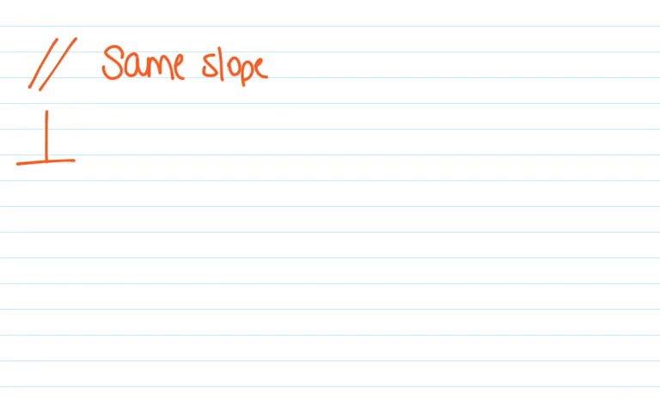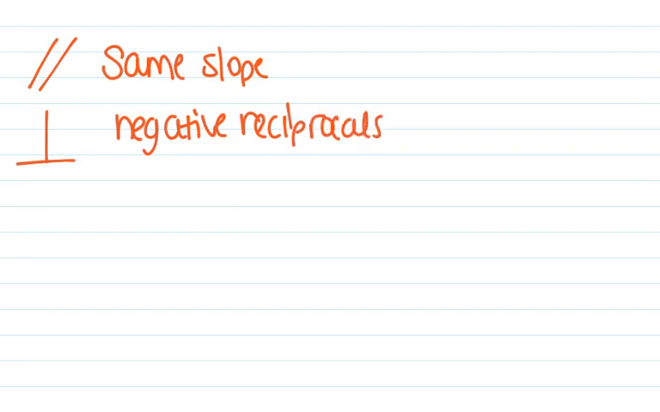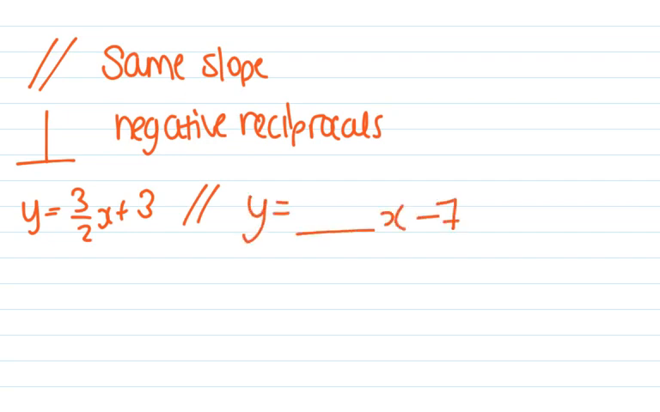All right, and then lesson 5.5, we learned that parallel lines, that's the symbol for parallel lines, have the same slope, and perpendicular lines have slopes that are negative reciprocals. So, if y equals 3 over 2x plus 3 is parallel to y equals blank x minus 7, then what is the slope of this second line? They're parallel. They will have the same slope, so the slope will be 3 over 2.